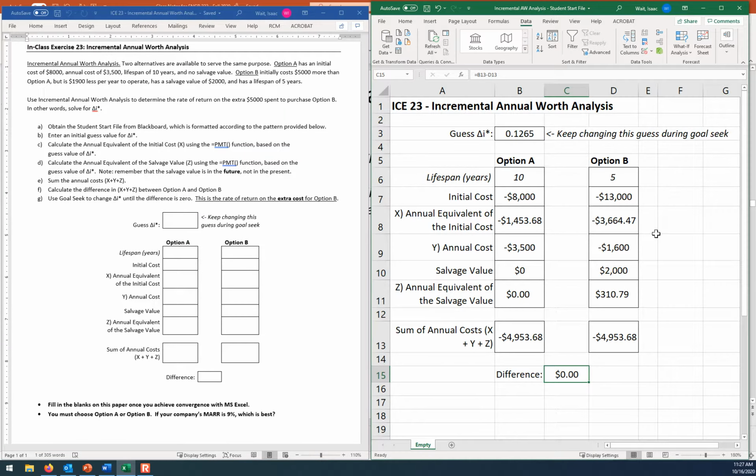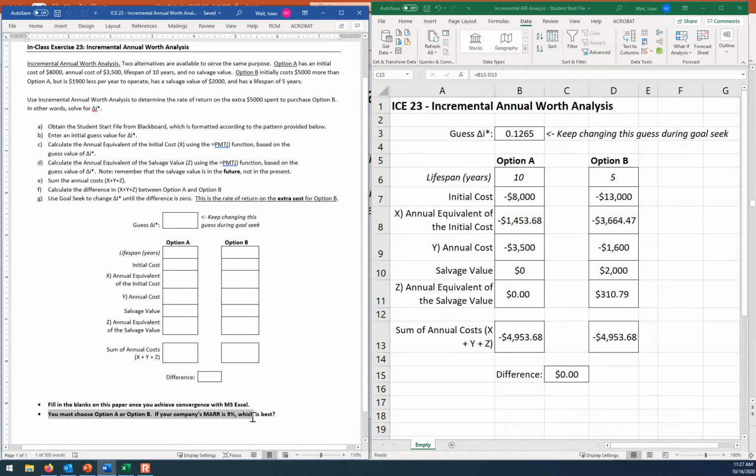So that means that if you get option B, it's more expensive, but it has lower costs, and the rate of return is 12.65%. And so now think about this question at the bottom. You must choose option A or option B. If your MAR is 9%, which alternative is best?